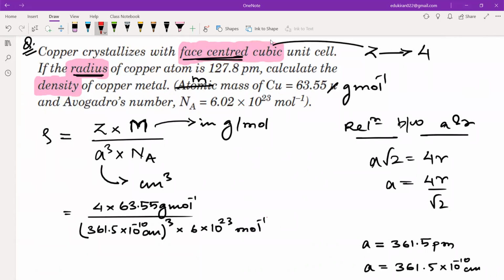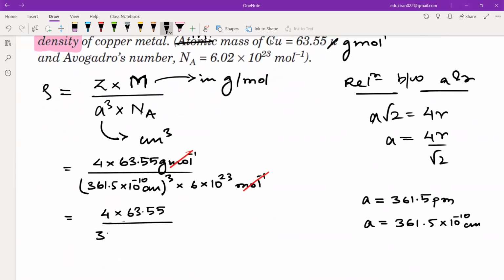As you can see, we can eliminate this per mole, and what we will be left with is grams per centimeter cube. So it'll be 4 into 63.55 divided by 361.5 whole cube into 10 to the power minus 30 centimeter cube into 6 into 10 to the power 23. Here you will have grams, and here centimeter cube, so this is gram per centimeter cube. You just need to solve this to calculate the density.